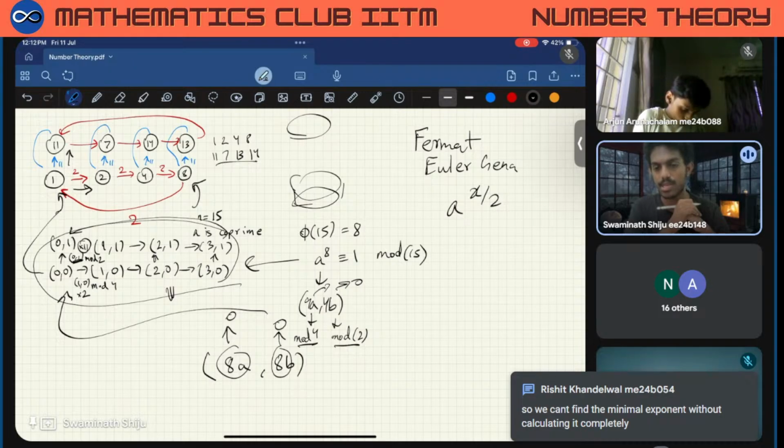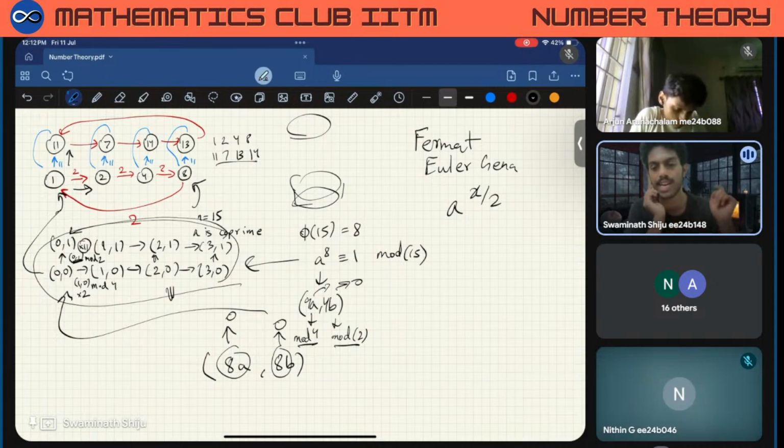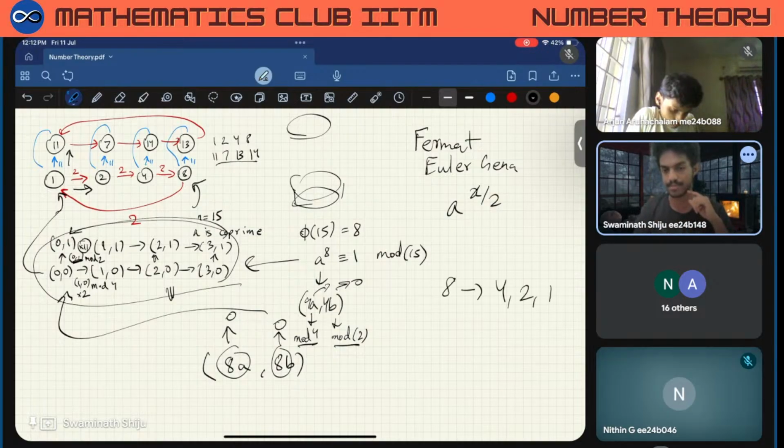No, you can't find the minimal exponent. But we know that if there exists a minimal exponent, it's a divisor of the exponent that the theorems give you. We know that for sure. Like this gave us 8 here. So possibilities are only 4, 2 and 1.